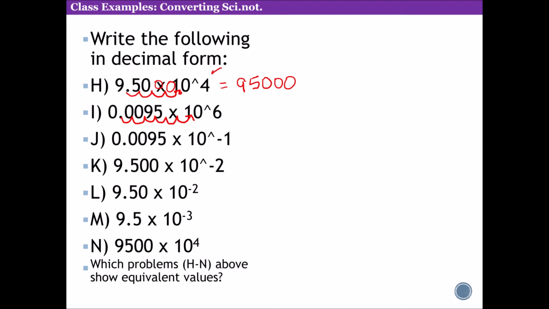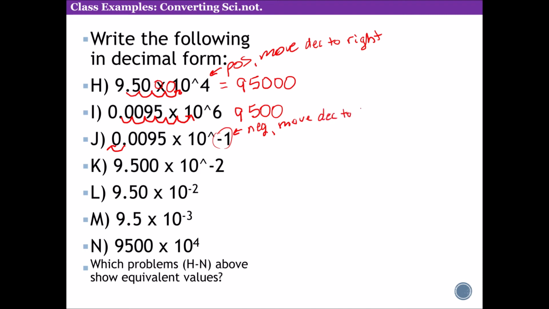If the coefficient is positive, move decimal to the right. 9,500. Okay, on J, the exponent is negative, so you're going to move that decimal to the left. Negative, move decimal to left. Okay, so we have 0.00095. All right, for K, negative, move to the left, fill in missing zeros.